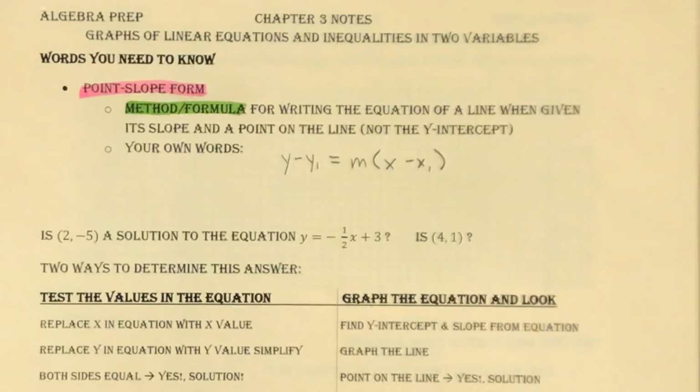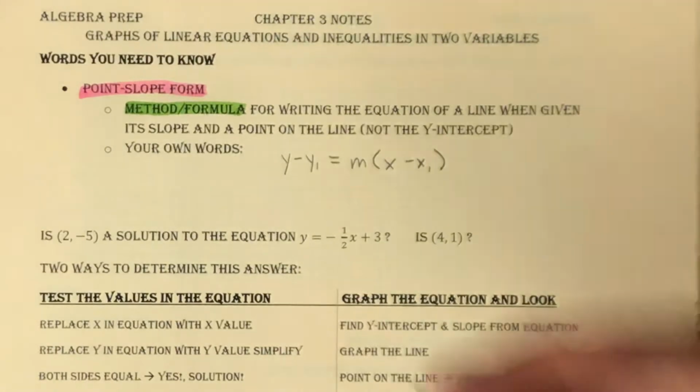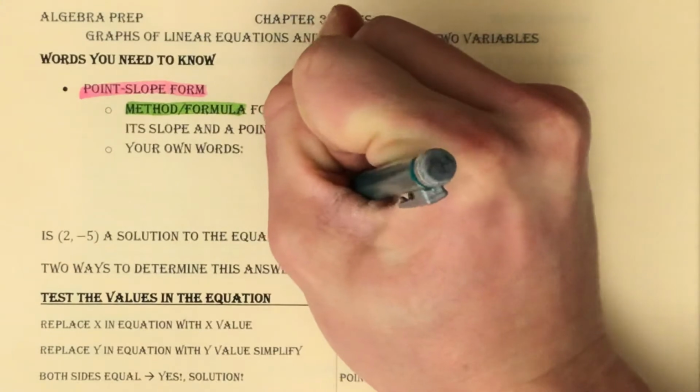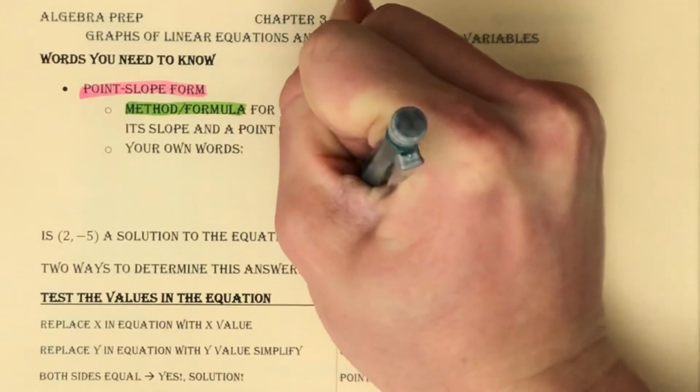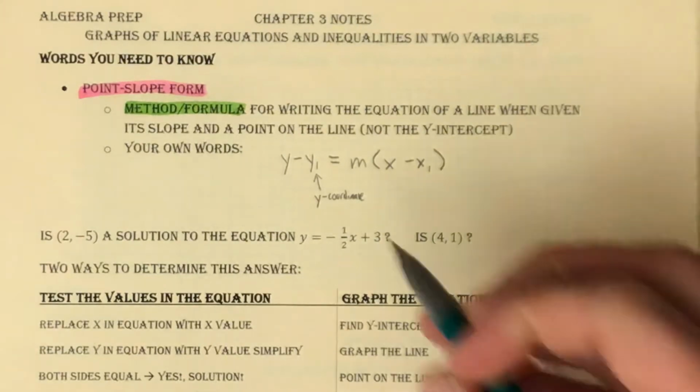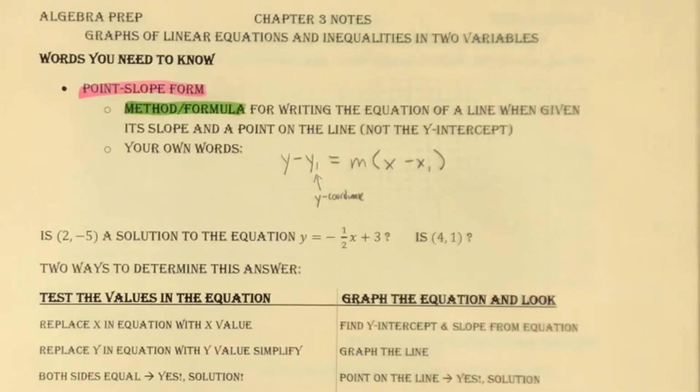So the y is just like what we would have in y equals mx plus b. It's going to be the y. Now this y subscript 1 here, this is the y coordinate of the point, right? So of that ordered pair, the y coordinate. And we've dealt with this before when we worked with the slope formula. We had y2 minus y1 over x2 minus x1. Same idea. We've got a point, and so we're going to label the x and y with x1 and y1. So the y1 represents the y coordinate.